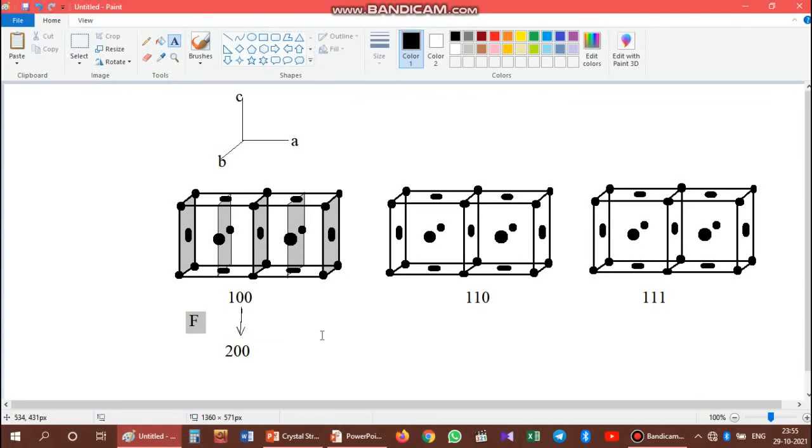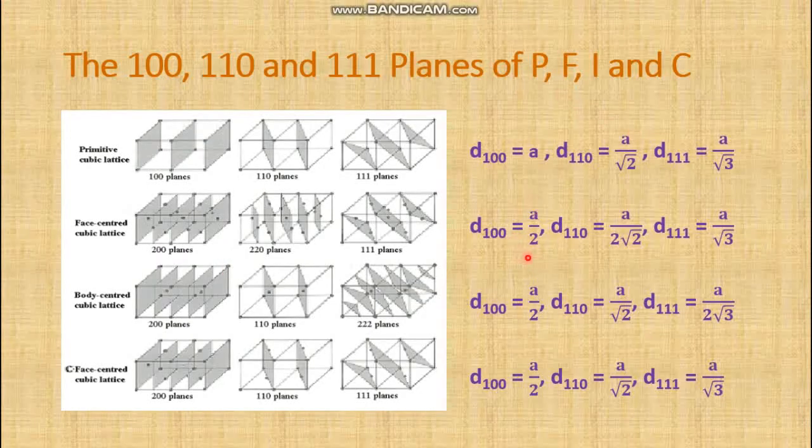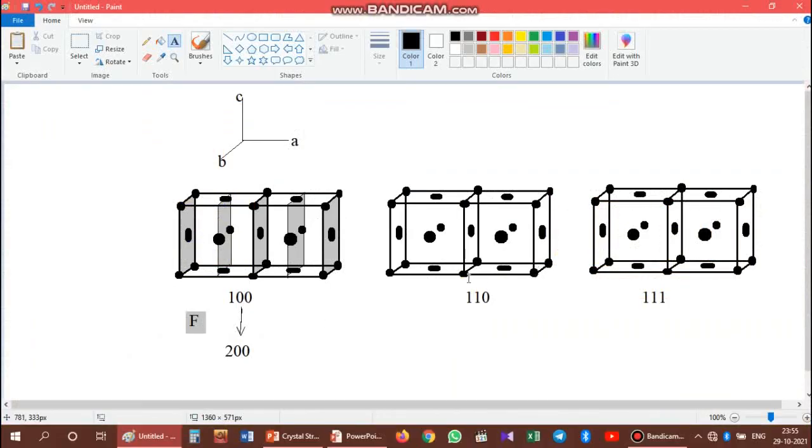So how to calculate the d value, d_hkl value? So h becomes 2, k remains 0, l remains 0. So a divided by root over 2 square plus 0 square plus 0 square. That means a by 2. And naturally it is cutting at a by 2 distance. So this is also the interplanar distance. So this distance is a by 2. Now here, the 1, 1, 0 planes.